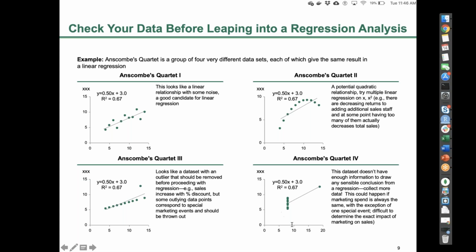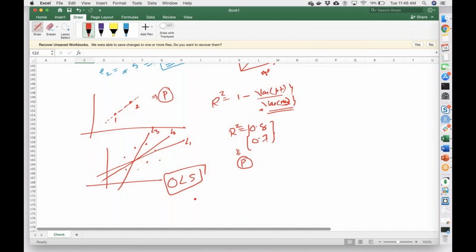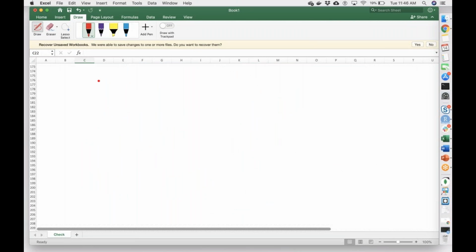I've got one question from Archana, and she's asking, can you explain the log form? Yeah, definitely. So why do we take log? Just try and understand that. Let's say we have these numbers: 1, 10, 100, 1000. If we plot them on a curve, what kind of curve do you expect? Will you expect a linear curve for these? No, correct. They will not follow a linear trajectory.